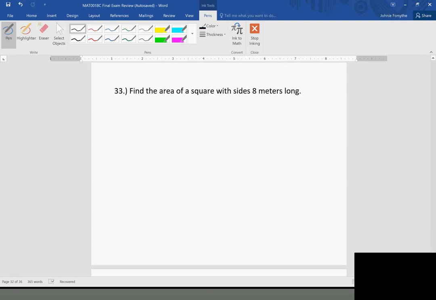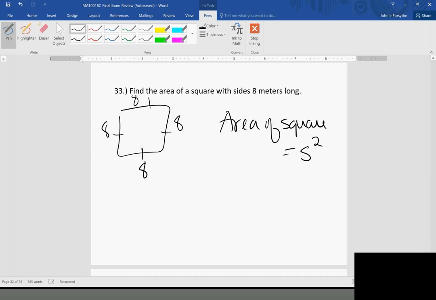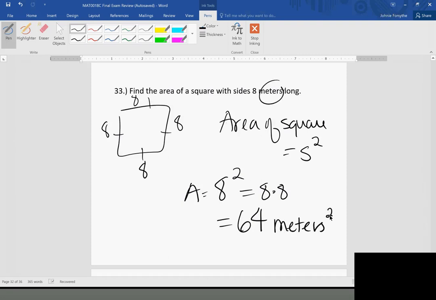Okay, 33. Find the area of a square with sides 8 meters long. So a square has all equal sides. Okay? So this would be 8 meters. All 4 sides would be 8 meters. The area of a square would be S squared, or the sides squared. So that would be 8 squared, which is 8 times 8, which equals 64. And since the units were meters, it's going to be 64 meters squared.